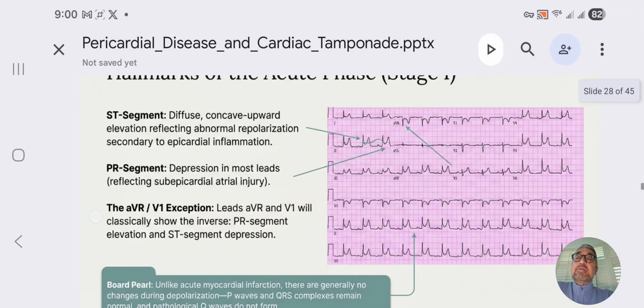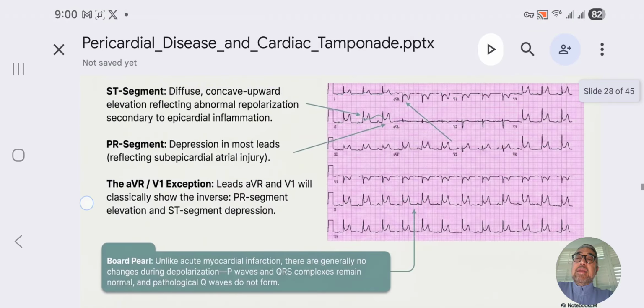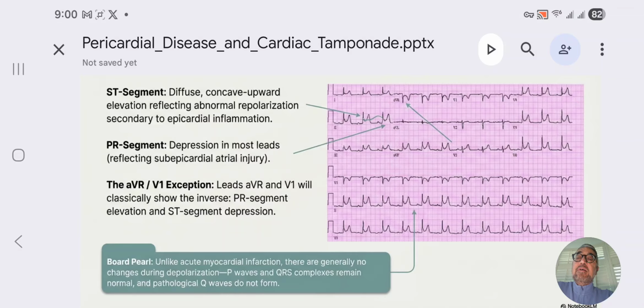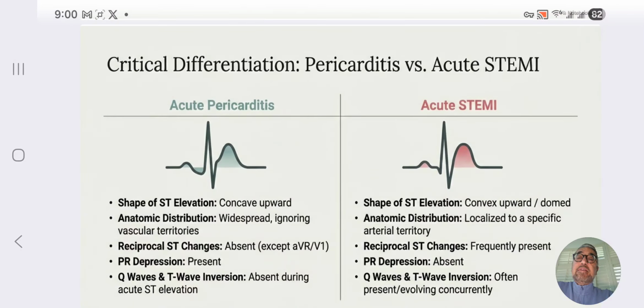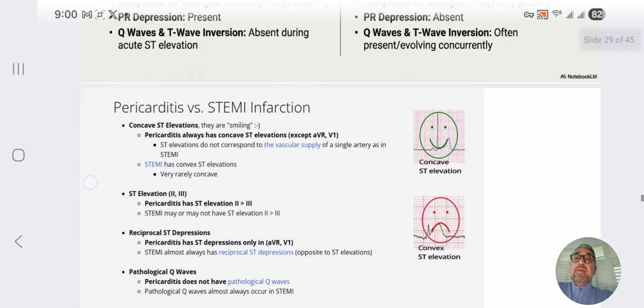The ST segment is diffuse concave upward in pericarditis, and aVR and V1 will classically show the inverse. There's also PR segment depression. In STEMI, the shape of the ST elevation is convex upward. There's anatomic distribution. Reciprocal ST changes are seen. PR depression is absent, and there may be Q waves noted. Look at the cartoon on the right. A concave ST elevation is pericarditis. Now, convex is STEMI.